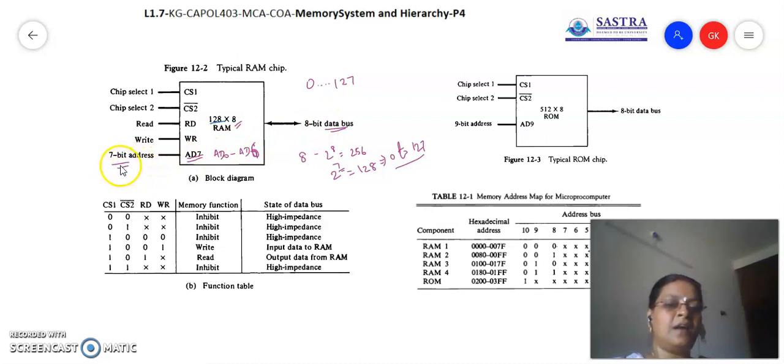So the 7-bit address information will be kept in the address bus, and then the write signal will be activated. So the data will be transferred. So this completes the block diagram of a RAM chip.